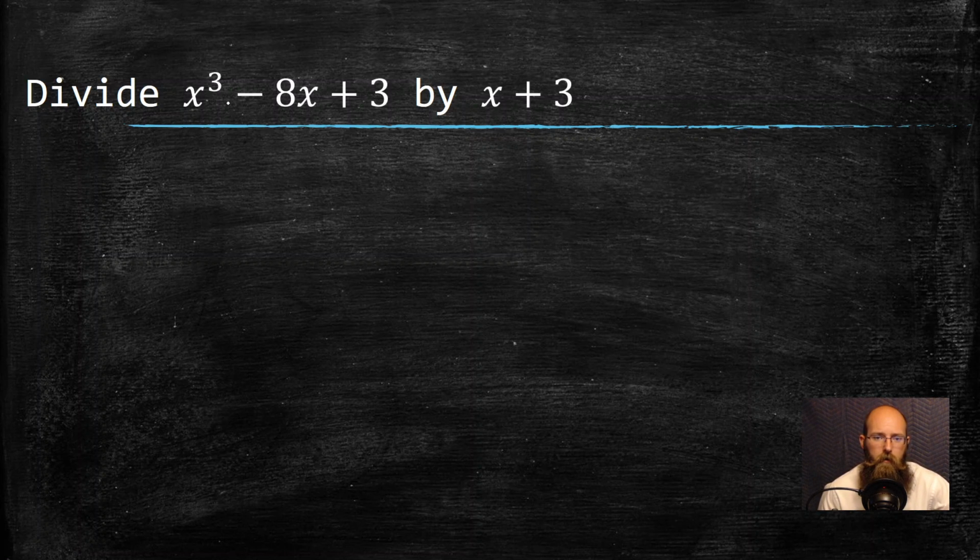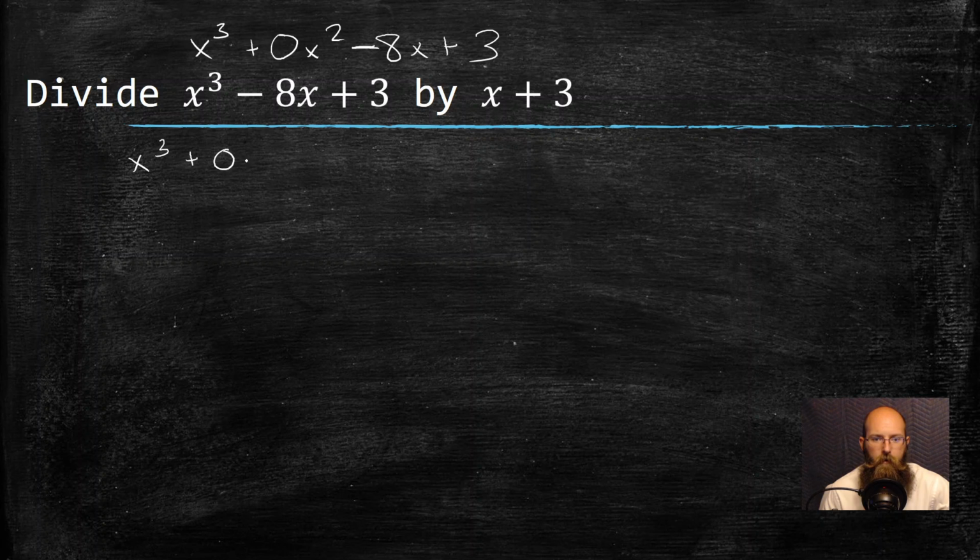I also want to point out here x cubed, and then we skip directly to negative 8x. So what I'm going to do is say that there's also 0x squareds in there, and then write down the rest of what they gave me. This is incredibly important, especially when we get into synthetic division. All right, so let's do it long ways first, though.